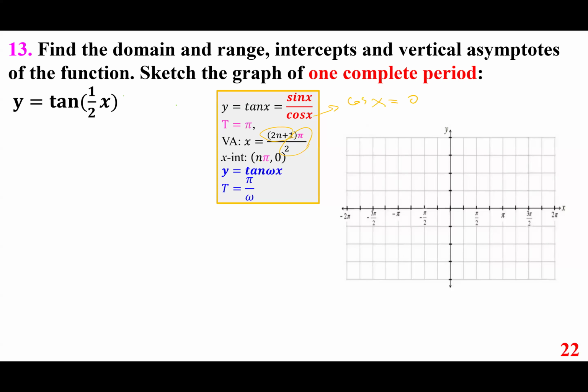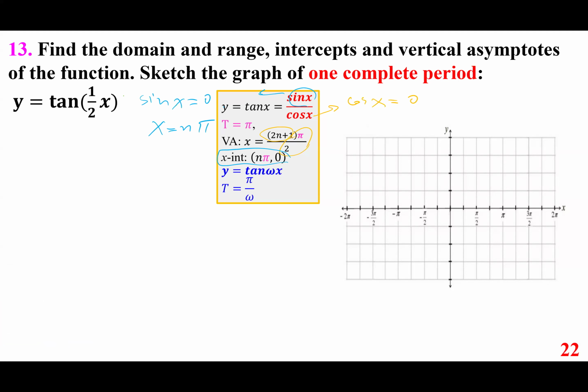The x-intercept happens when sine is 0. Sine x equals 0, x equals n pi, as you know. At 0, at pi, at 2 pi, those are 0. So those are easy to see.